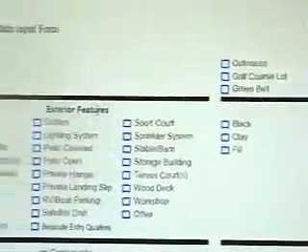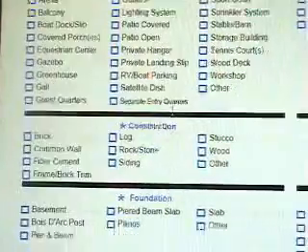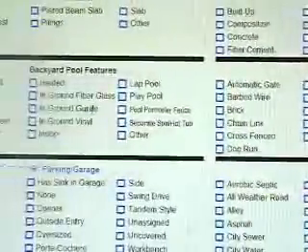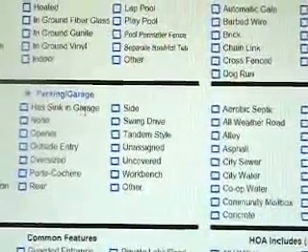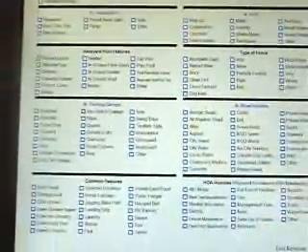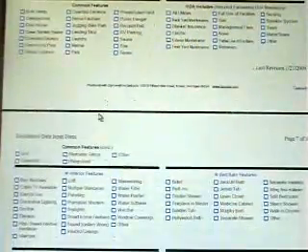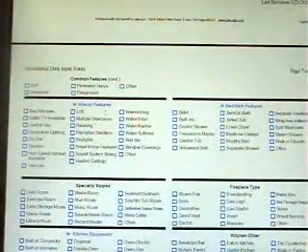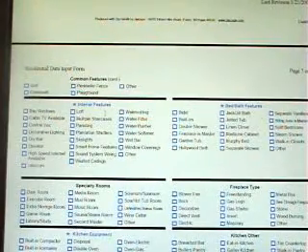The type of soil, the exterior features of your property, the construction type, foundation, the type of fence, street utilities, and so on. I'm not going to sit here and go through all of these. It's going to take some time, but basically I recommend you go through each and every one of these and select what your property has as a feature. Like I said, this is going to be a great opportunity for buyers to see before they make a decision.